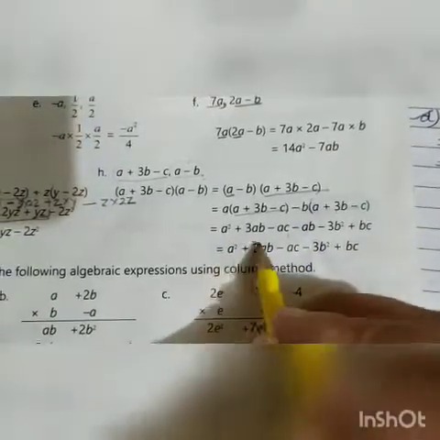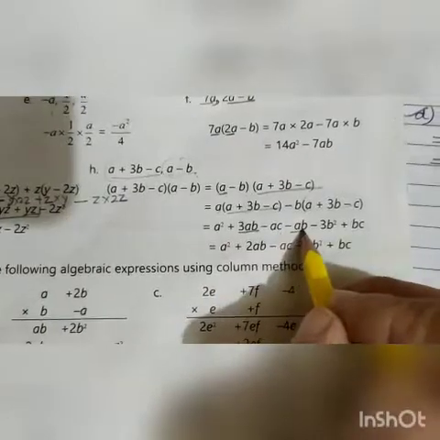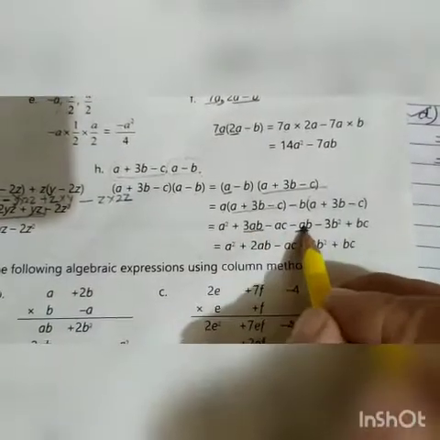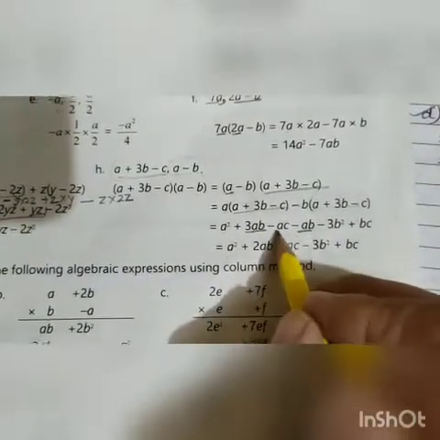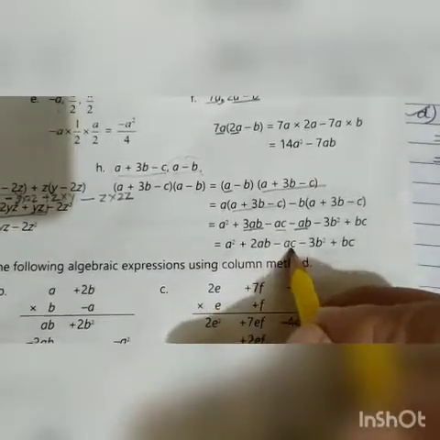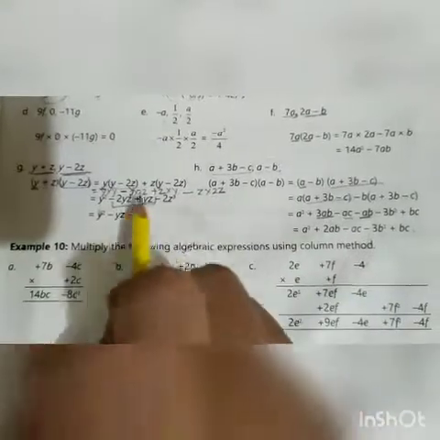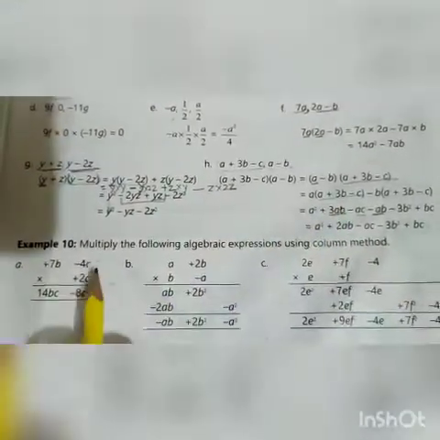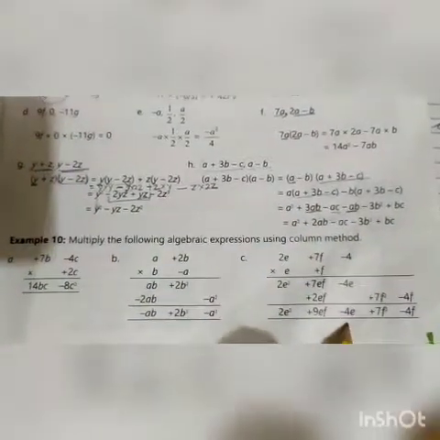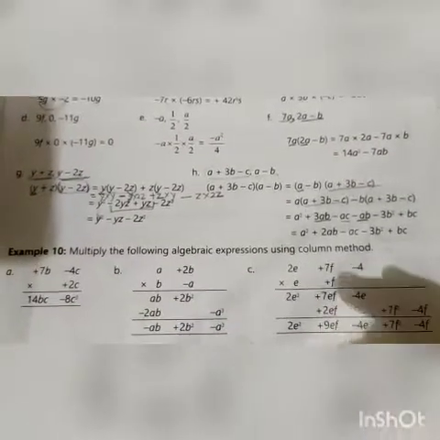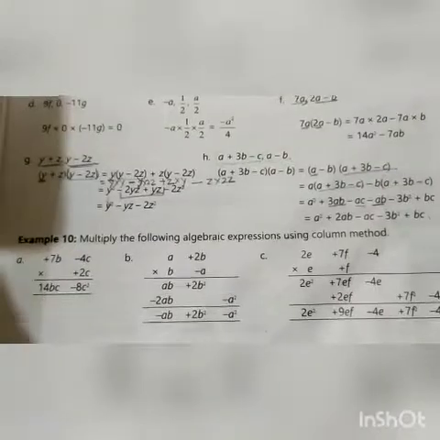Now a square, this is 3ab, this is minus ab. Solve these two like terms, we get plus 2ab minus ac minus 3b square plus bc. This is the row method and these are the column method. This method I will explain to you in the exercise. Okay, so let us start the exercise also.